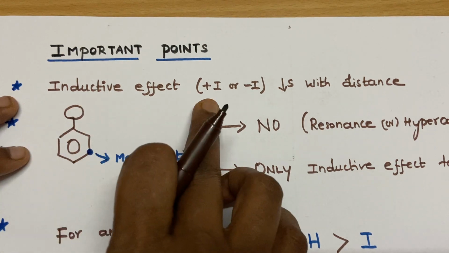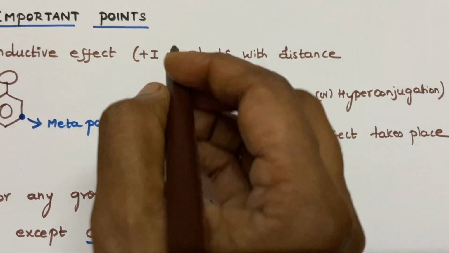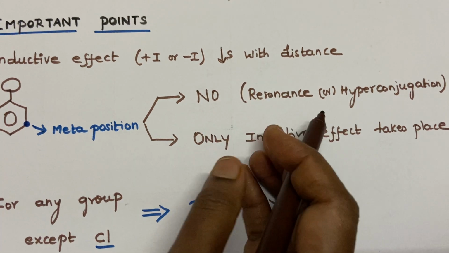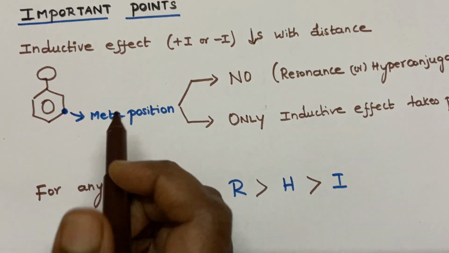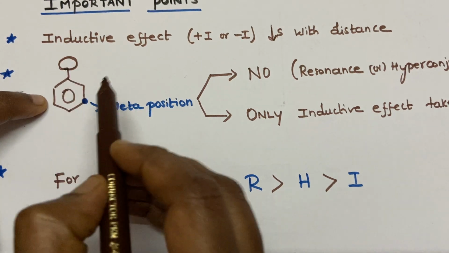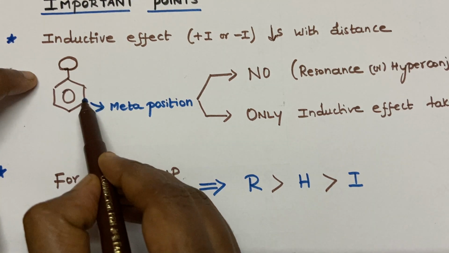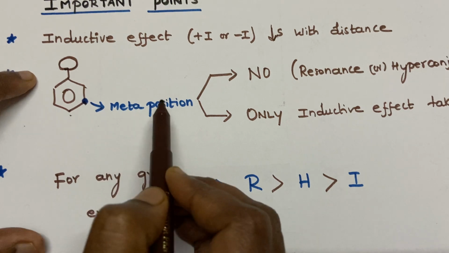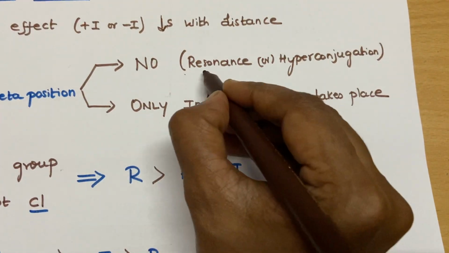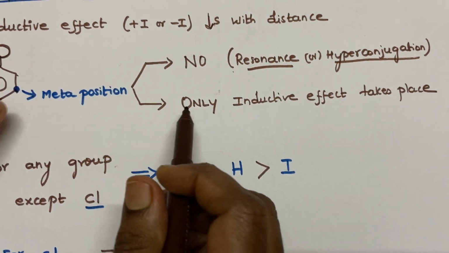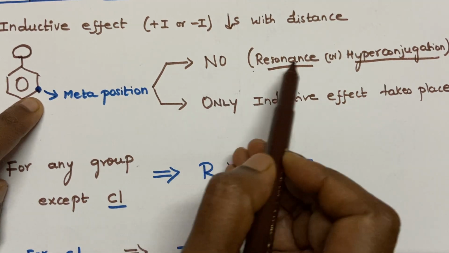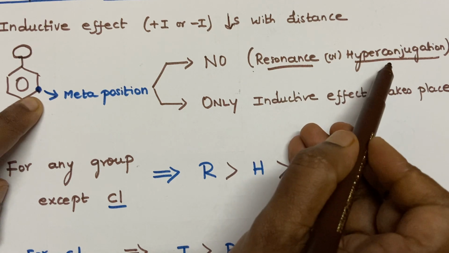Inductive effect, whether it is positive or negative, is going to decrease with distance, whether it is 1 bond distance or 2 bond distance. Suppose there is a group here, this is known as the meta position; this is ortho, meta, this is para. In the meta position, no resonance or hyperconjugation takes place. Please remember, in the meta position you should not take into account resonance or hyperconjugation.